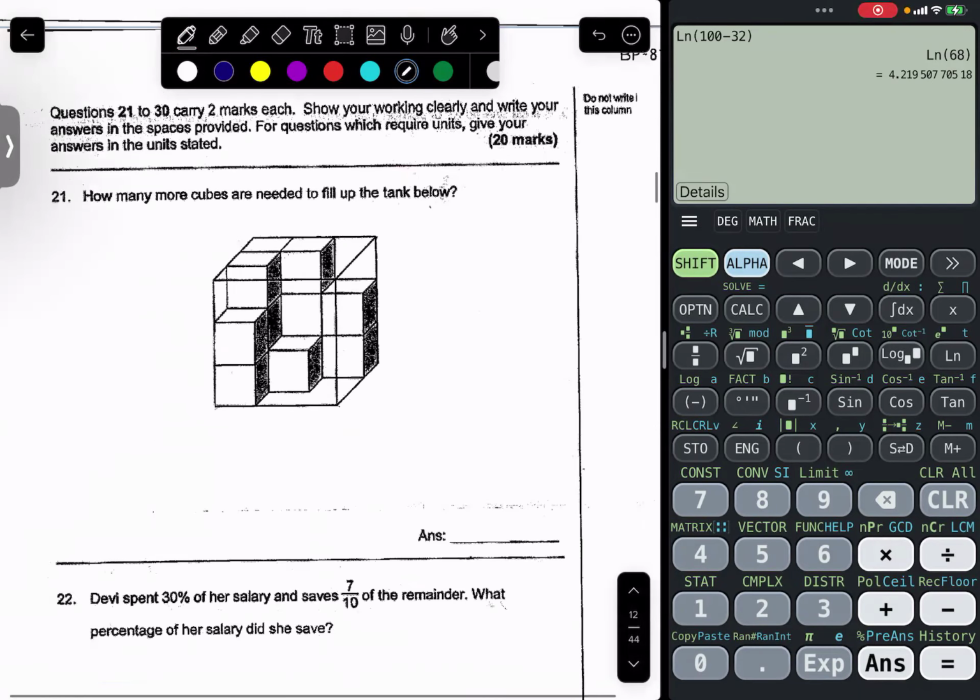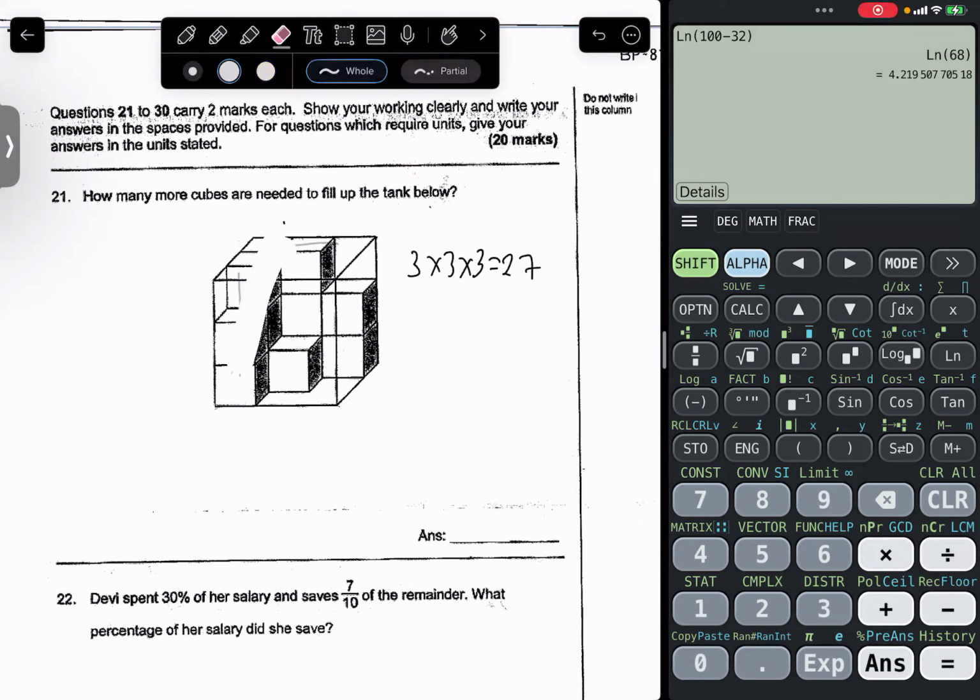How many cubes are needed to fill up the tank below? You can see that this measures 3 by 3 by 3, correct? So that means 3 times 3 times 3, we need 27. But right now, we can only see that there are 1, 2, 3, 9, 10, let's see, 3, 6, 8, 11, 12, 13, 14. So 27 minus 14. So 13 more.